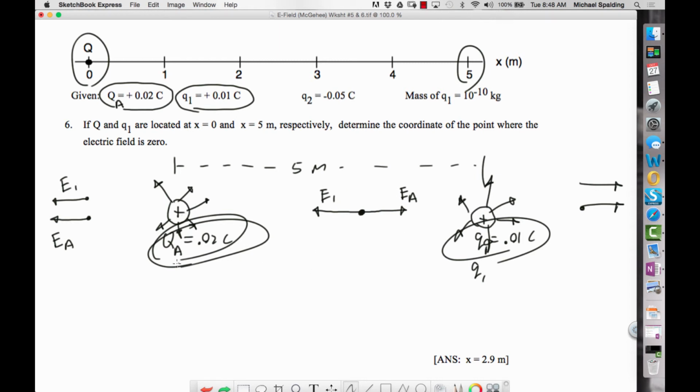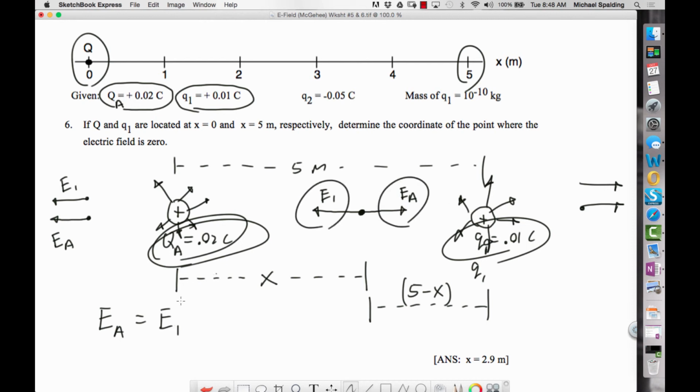Now we've got to set up our distances. We're going to call this distance x. That distance is x. So what's this distance going to be? 5 minus x. Those are our distances. So now what we want to have happen is we want the electric field of charge A to equal the electric field of charge 1. That way these two will cancel each other.